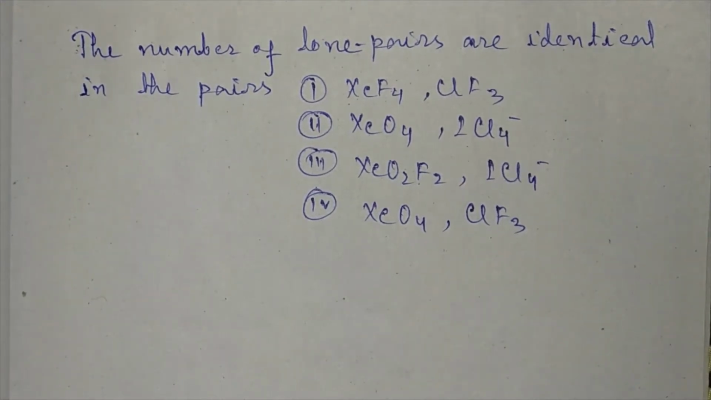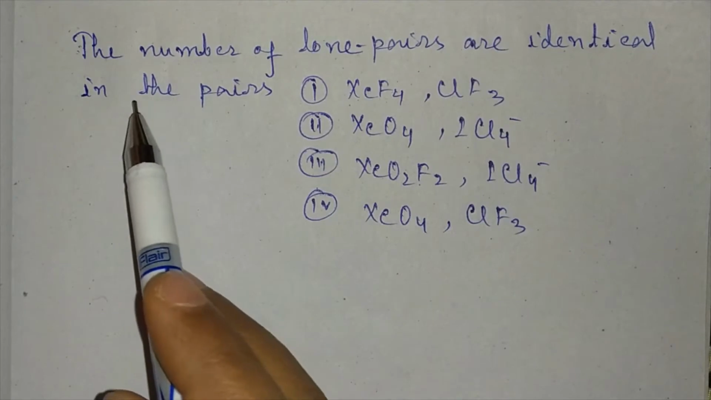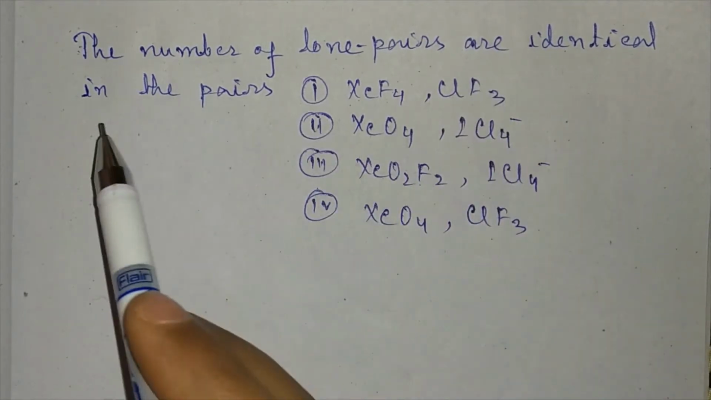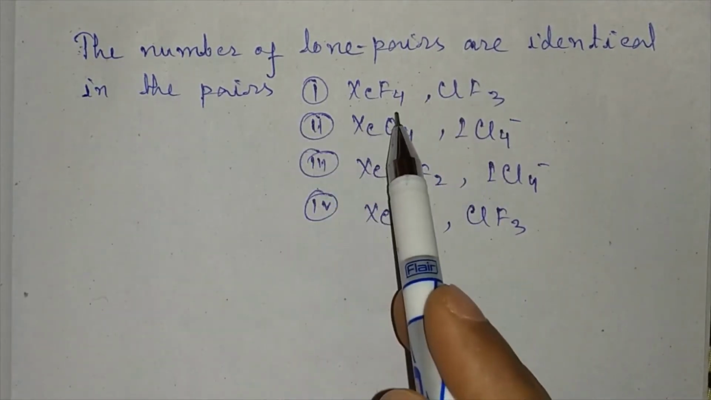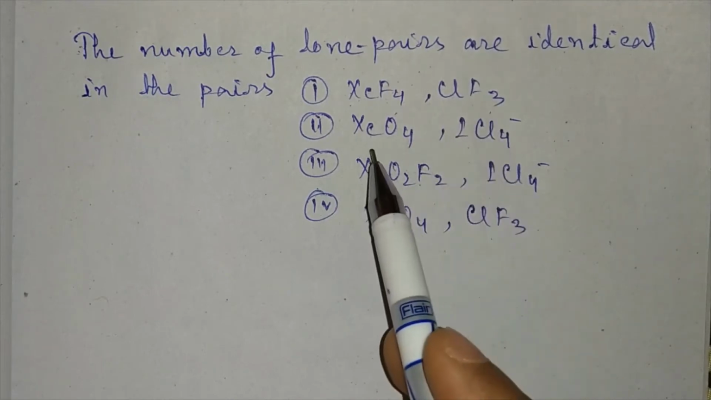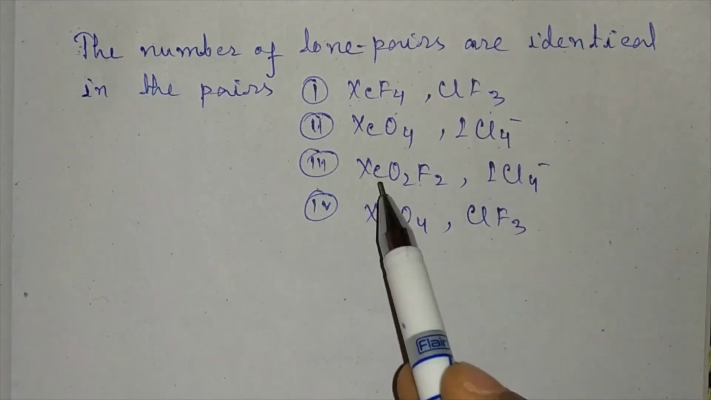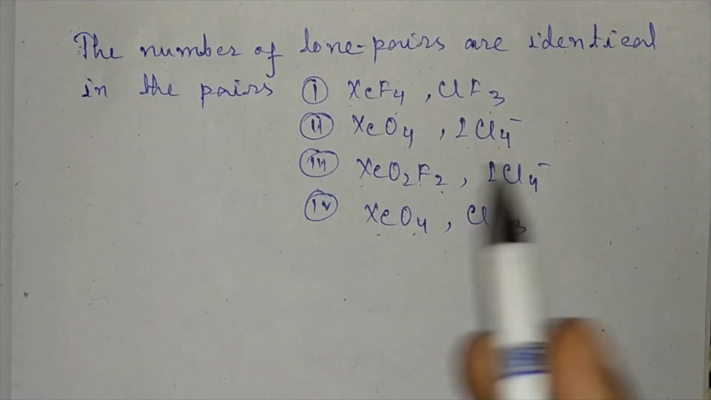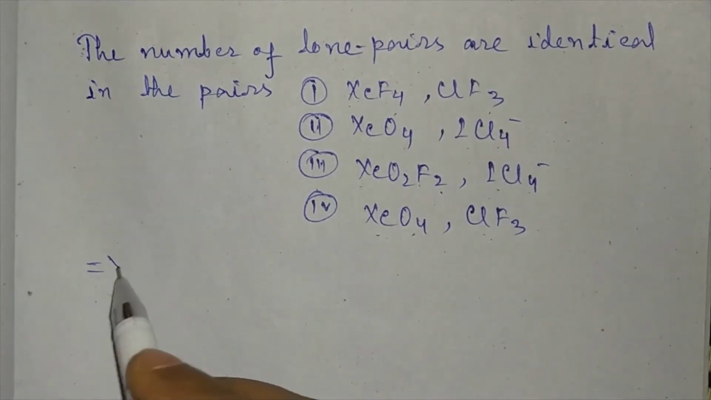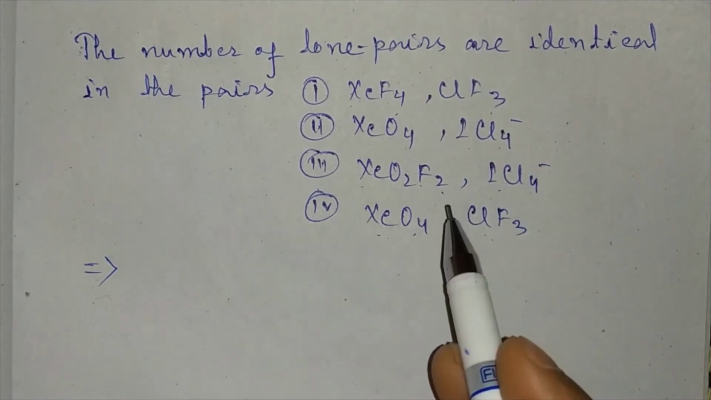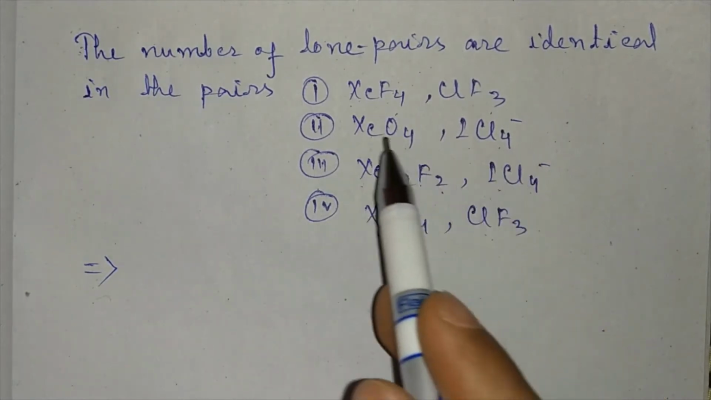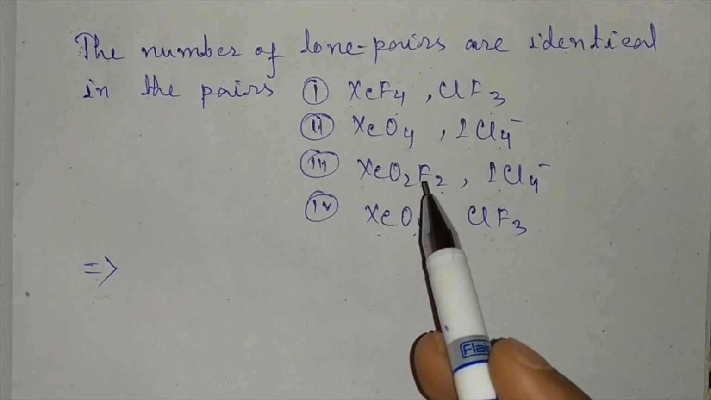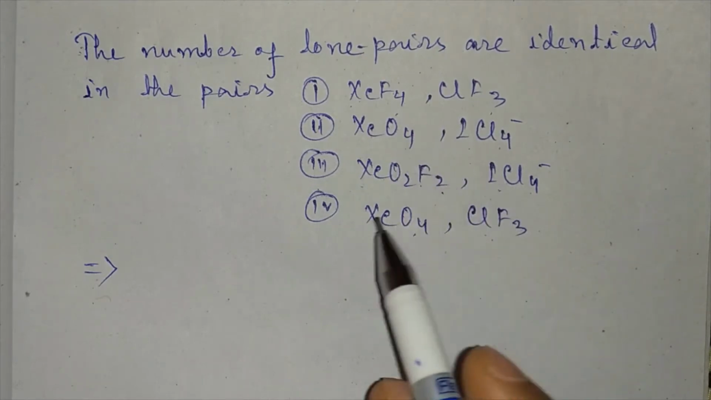Today I am here with another interesting question. The number of lone pairs are identical in the pairs: XeF4 and ClF3, XeO4 and ICl4 minus, XeO2F2 and ICl4 minus, XeO4 and ClF3. So which will be the answer? Now if we want to determine which pairs have identical lone pairs, we have to determine the structure of these compounds.